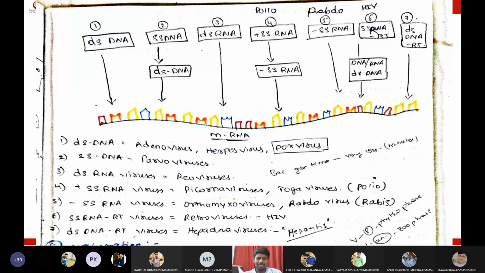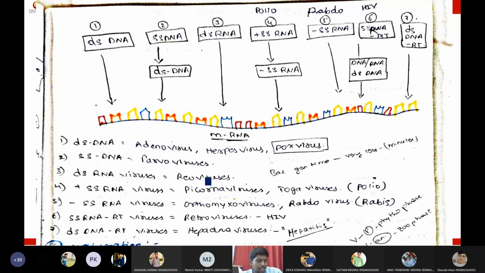Coming to this slide, I think I need not discuss this with you. As I said, we have DNA and RNA viruses. In DNA, we have double-stranded DNA viruses and single-stranded DNA viruses, and in RNA, positive stranded and negative stranded viruses. If you want an idea about which virus is which, you can have a look at this slide. For example, adeno, herpes and pox viruses are double-stranded DNA viruses, whereas the single-stranded DNA virus is parvovirus.